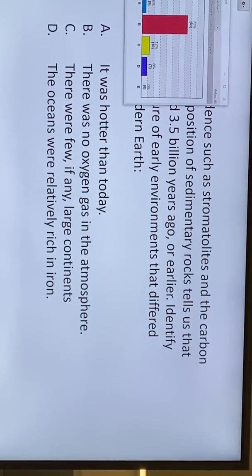Yes, it's B. No oxygen gas in the atmosphere. So you may be wondering at this point, what? I thought I was allowed to forget that. That was in a previous unit. We don't want you to forget any of it, because it's all important.